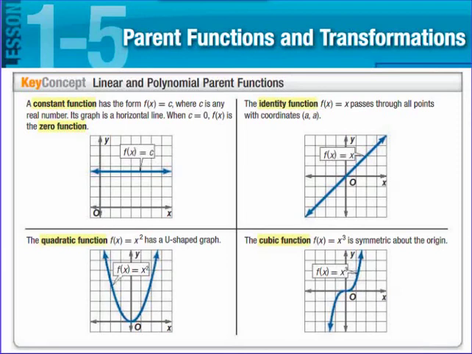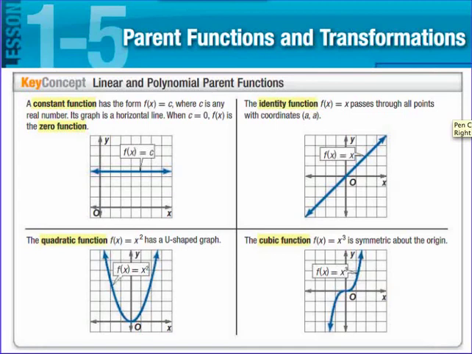Now, one of the things you're going to have to be able to do is identify these. So you're eventually going to have a quiz, probably Wednesday, maybe Tuesday of next week. I'm going to give you pictures of the graphs, and you're going to have to identify them. A constant function is a horizontal line. It takes the form f of x equals c, where c is any number.